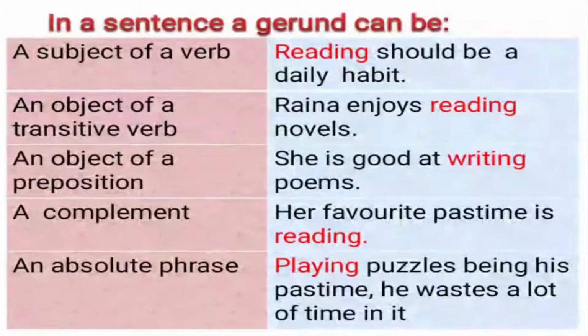An object of a preposition. She is good at writing poems. She is good at what? Writing poems. So, writing is the object of the preposition at. A complement. Her favorite pastime is reading. Here, reading is the complement of the verb is. An absolute phrase. Playing puzzles being his pastime, he wastes a lot of time in it. So here, playing puzzles being his pastime is the phrase, and playing is the part of this absolute phrase which acts as a noun. Therefore, it is a gerund.